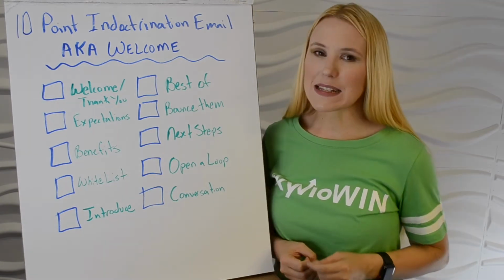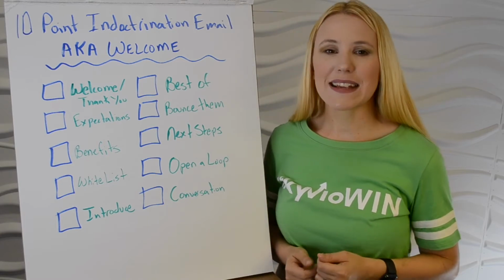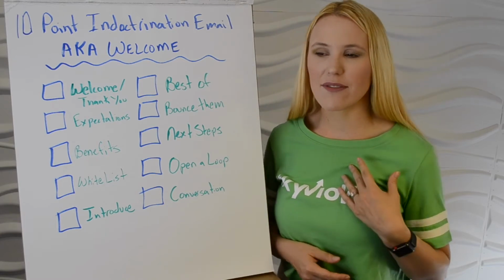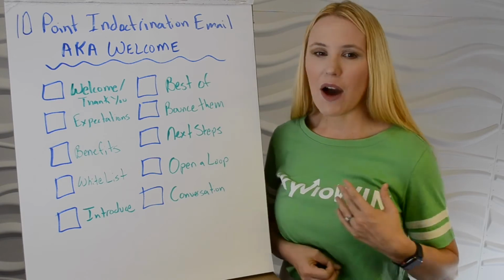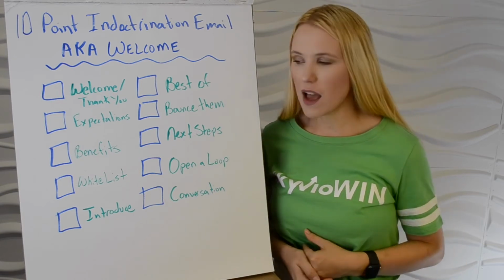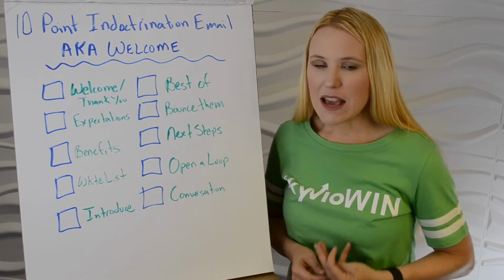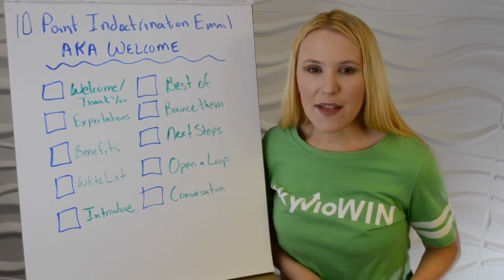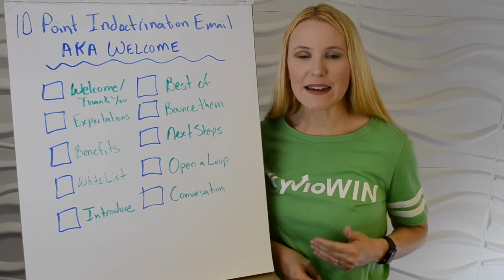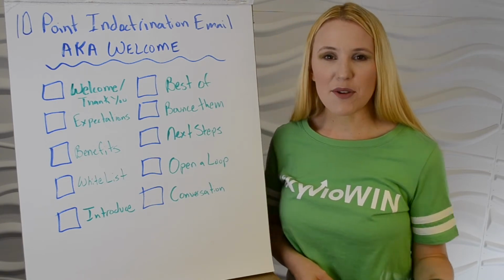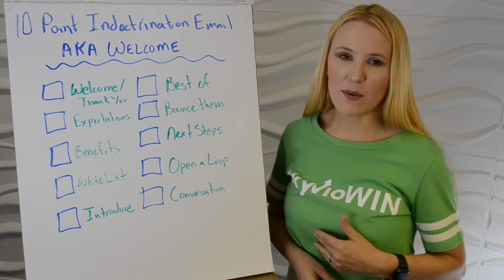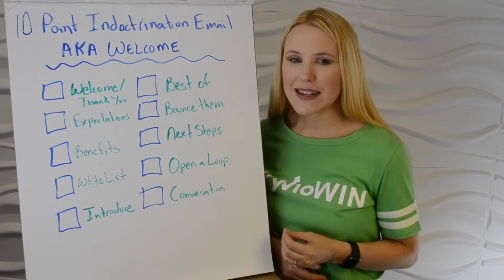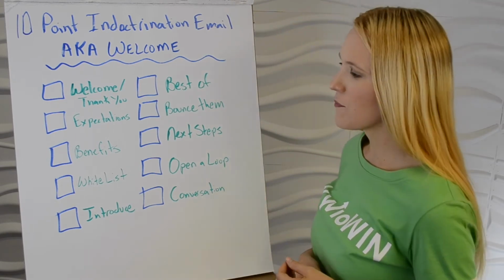The second one is expectations. How often can they expect to hear from you? How often are you going to email them? How integrated are you going to be into their lives? Letting them know that. If you let them know you're going to email them every single day, they're not going to be surprised or upset that you do. If you let them know that you're going to email them on a regular basis, about once a week, once a month, whatever it is, let them know what your plan is.